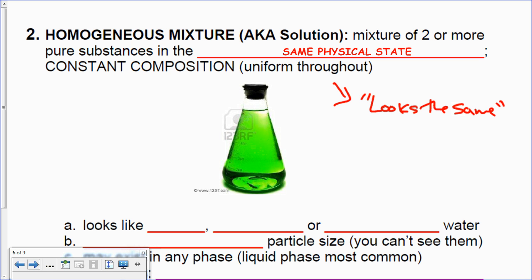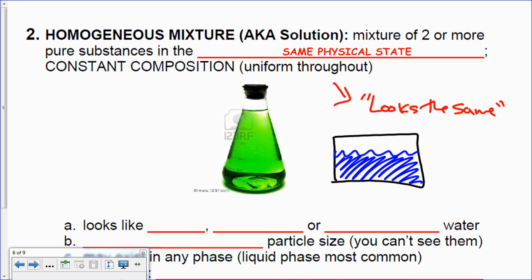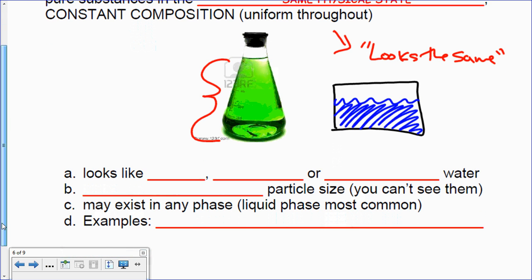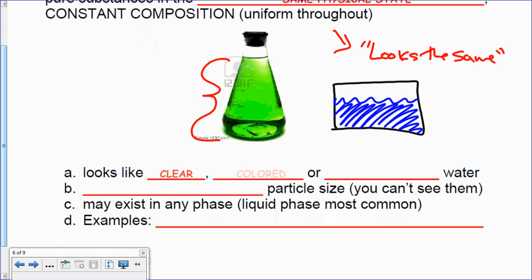Okay? And if we had a picture of this stuff, it would look to be like it was a liquid and have all the same color all the way through. You would not see particles. You would not see chunks here or chunks there. It would look all the same all the way through. Kind of like what we've got here, right? It's green, but it's uniformly green. Now, it looks like it's clear, colored, or colorless water.